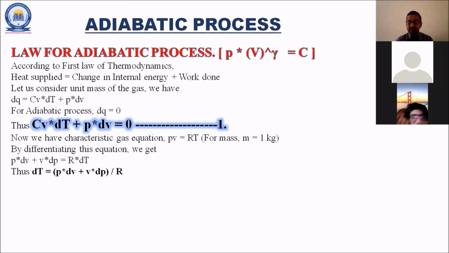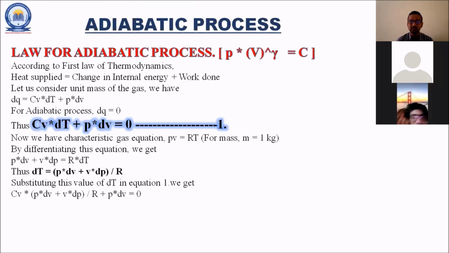Substituting this value of dT in equation number 1, we will be getting this answer, that is Cv into (P dV plus V dP) divided by R plus P into dV is equal to 0.